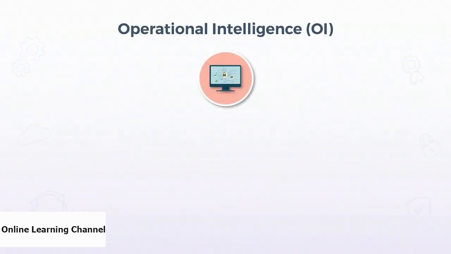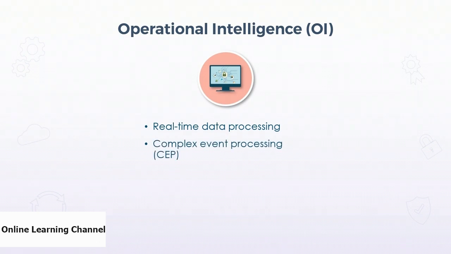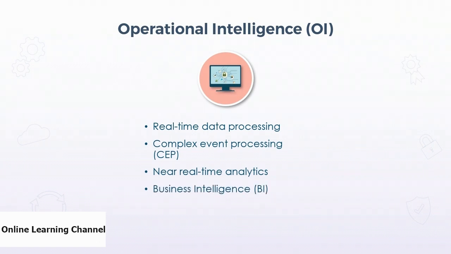This brings us to the concept of an operational intelligence, or OI system. An operation intelligence system combines real-time data processing and complex event processing by performing near real-time analytics on various data streams to offer the sort of business insight that a business intelligence or BI system would offer.